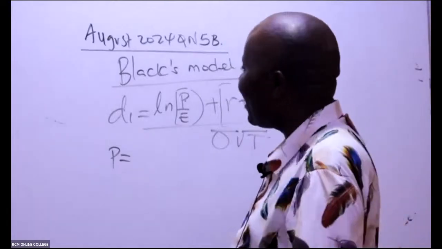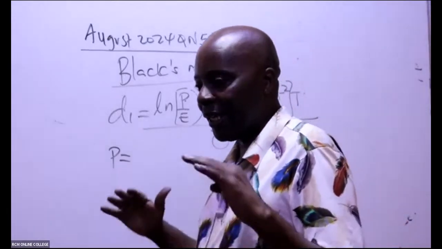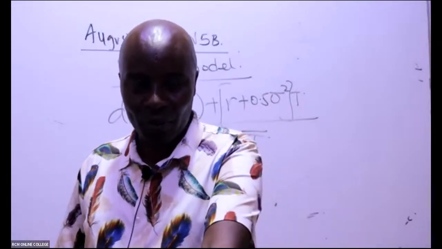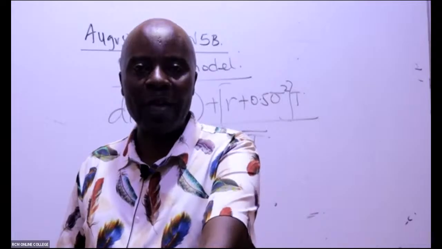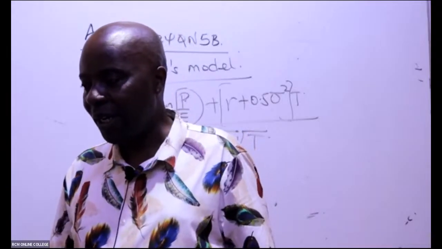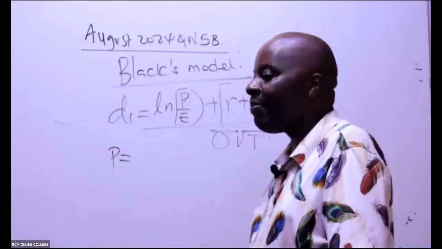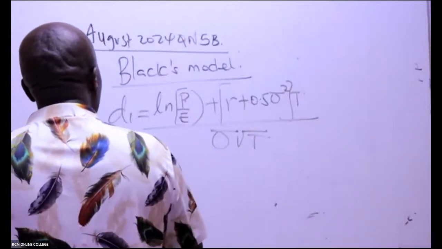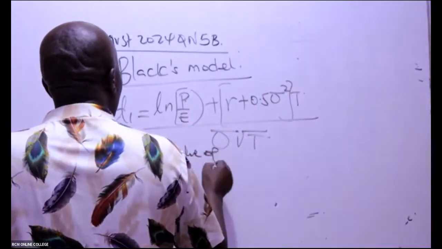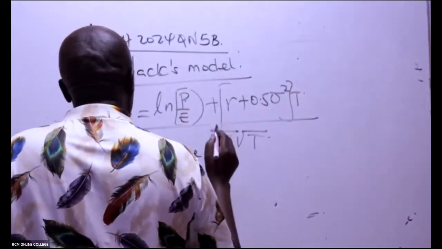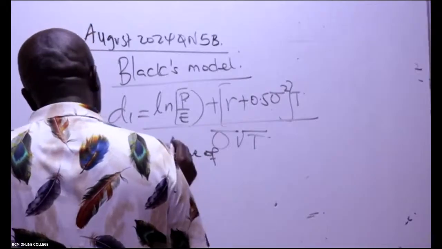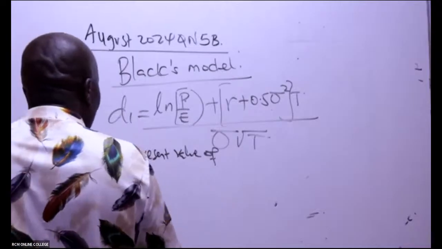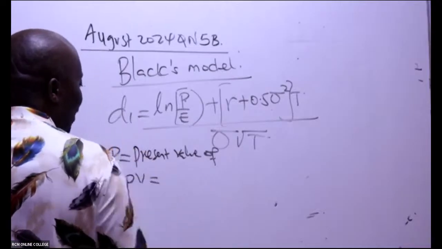P is the spot, but in this case we are dealing with a gigantic project. There's no price of a share. So remember that this P is supposed to be the present value of the investment. And you can see, ladies and gentlemen, this examiner gave us net present value.